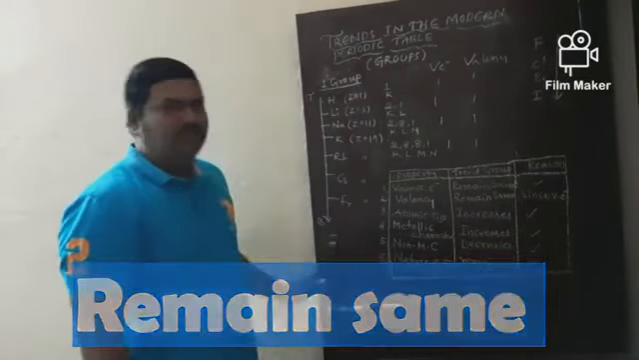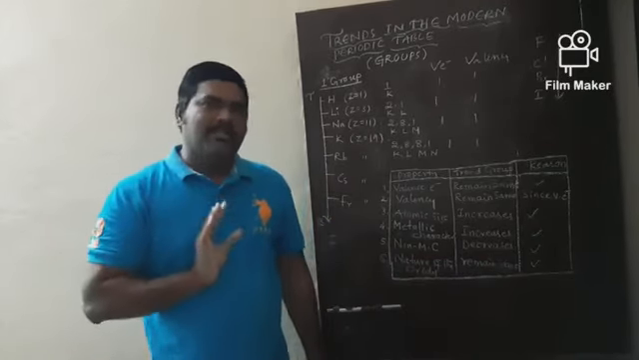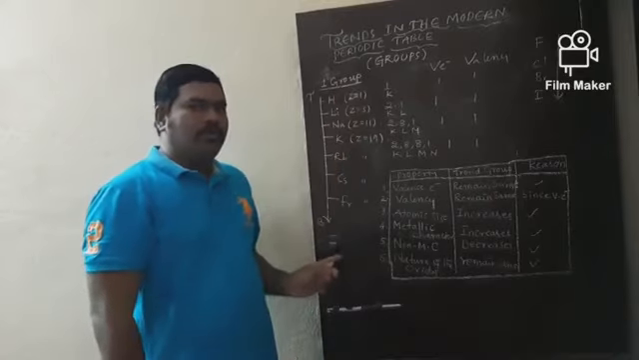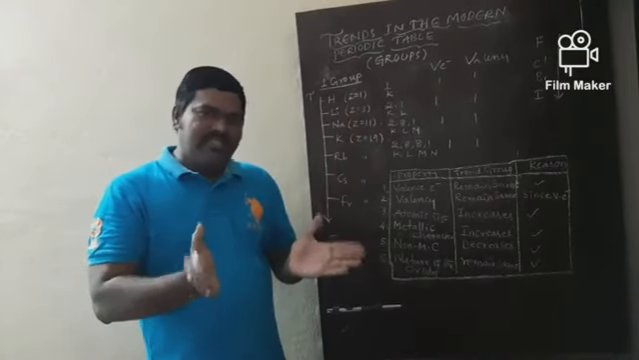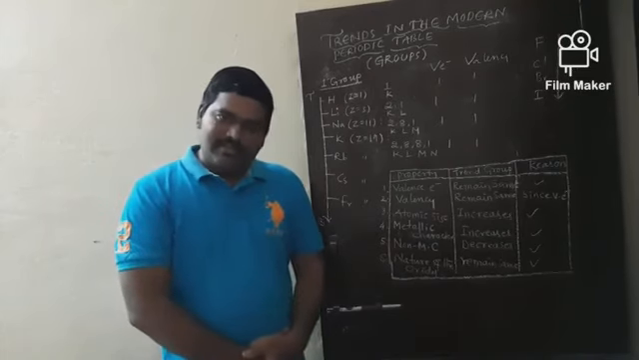So this is about all the 6 periodic trends or periodic properties corresponding to a group, how these properties change in a group from top to bottom. So that's all for today's class.